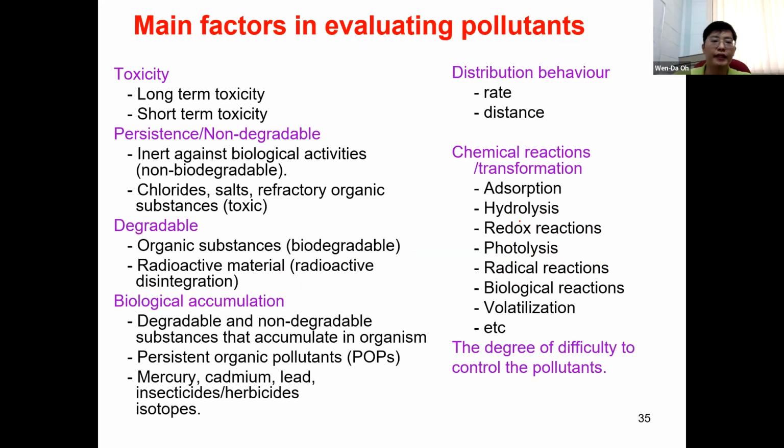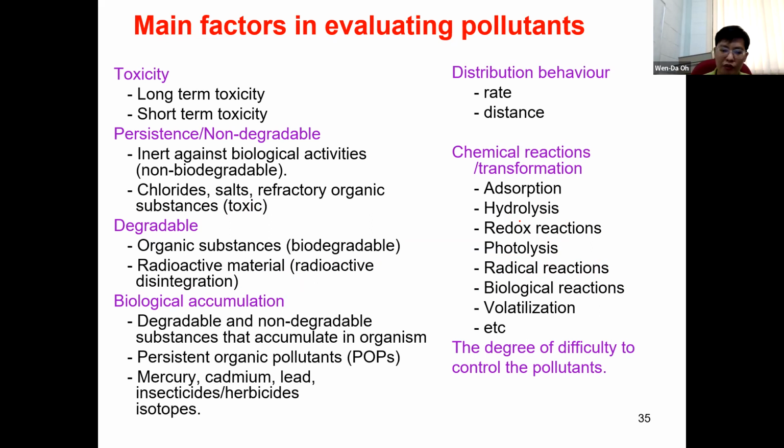Okay, so let's look at the main factors when we want to evaluate a pollutant. Here we talk about the classification. We can have heavy metals, we can have pesticides, we can have many different kinds of elements. So here we want to look into what the main things are when we want to evaluate the pollutants.